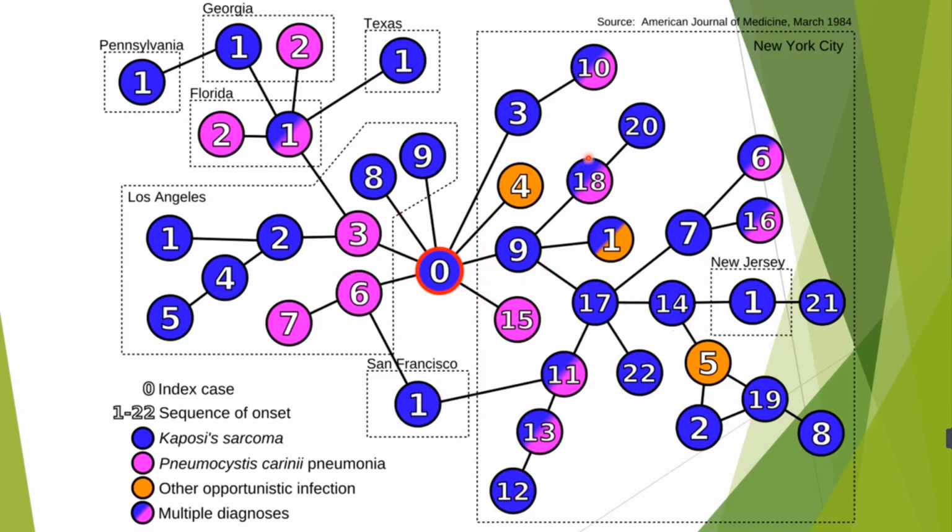And this is the actual map that they used. It was published in the American Journal of Medicine back in 1984 to essentially highlight patient 0. And this patient 0 that they're talking about is that Canadian.